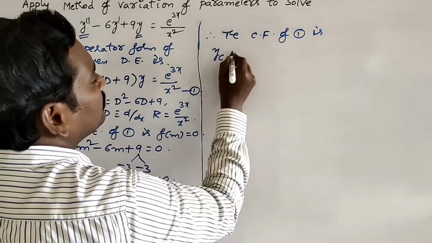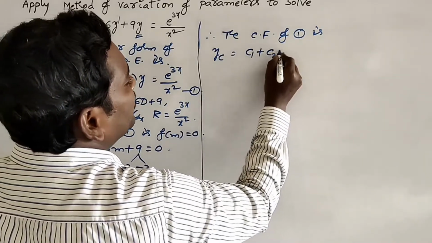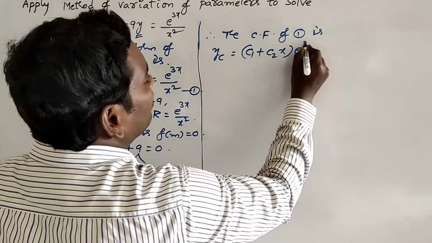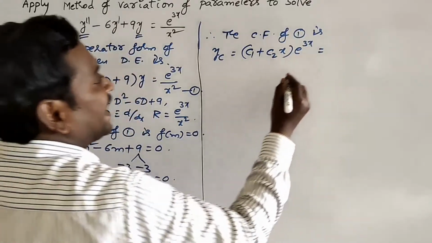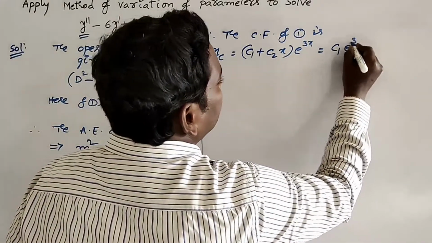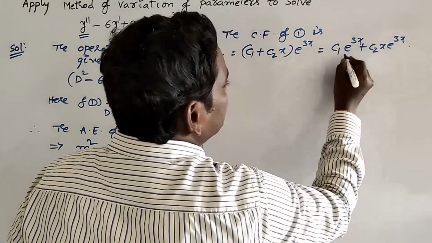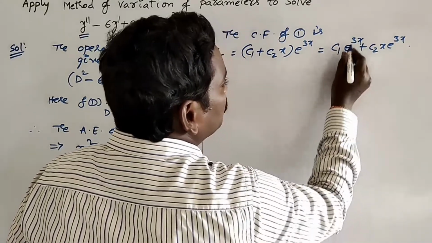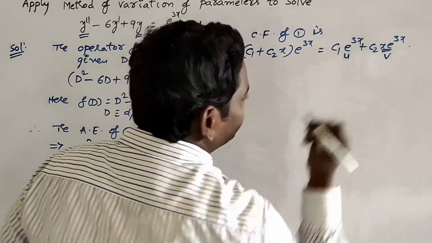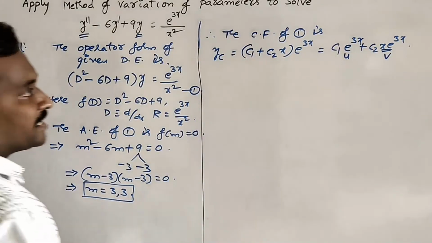So the complementary function of 1 is yc is equal to (c1 plus c2x) whole into e power 3x. I will write this as c1 into e power 3x plus c2 into x into e power 3x. You can take this as u. What is u? e power 3x. And what is v? x into e power 3x.